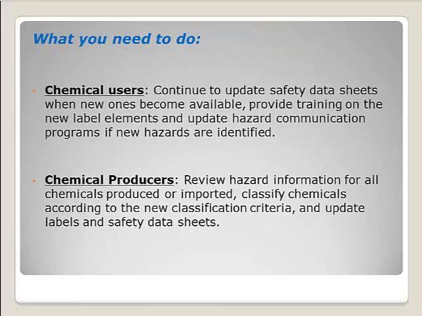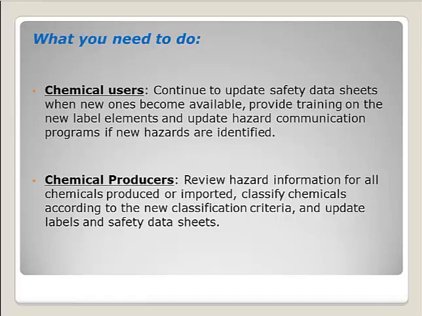All right, what do you need to do? As chemical users, continue to update safety data sheets when new ones become available, provide training on new label elements, and update hazard communication programs if new hazards are identified. That would be anyone that is using a chemical, providing any information for the end user. You certainly want to provide that training for your employees.